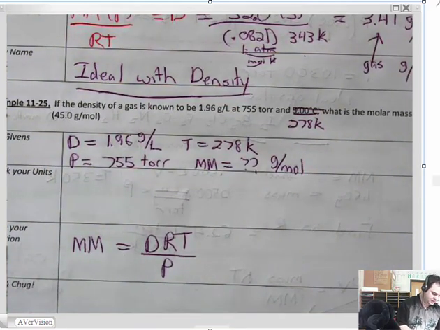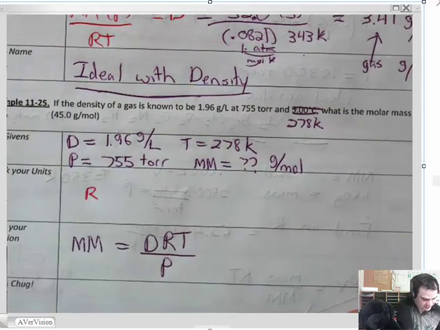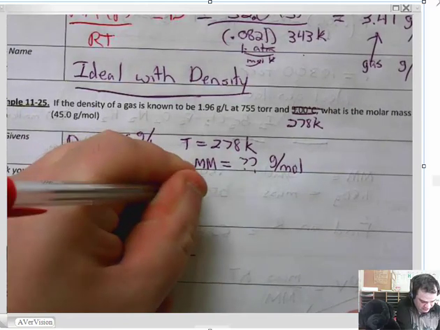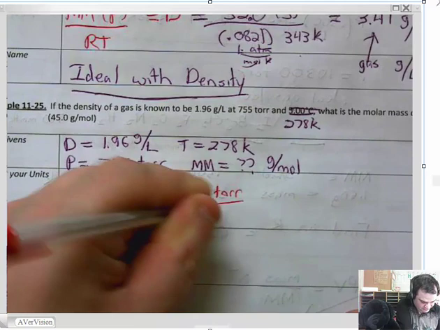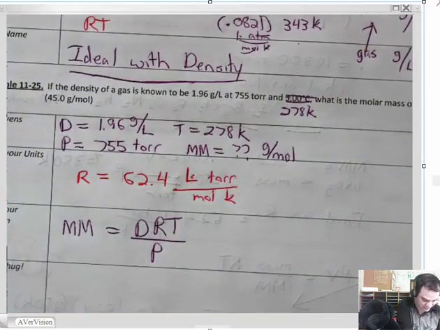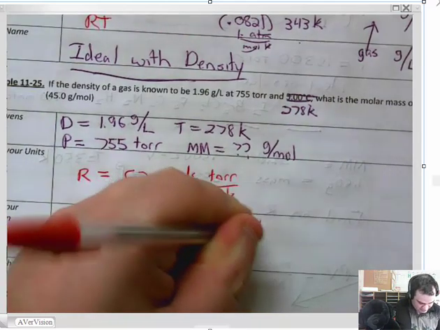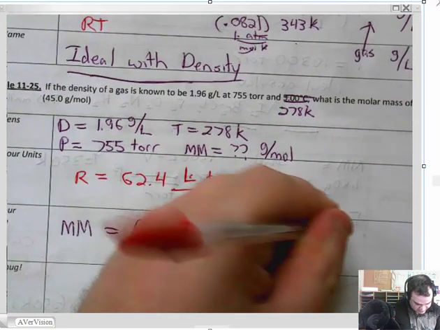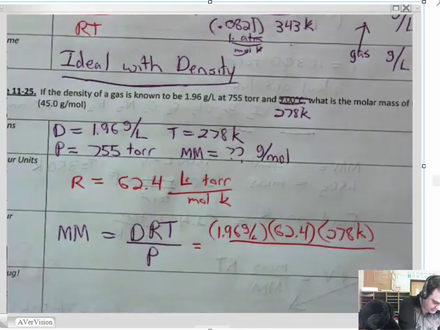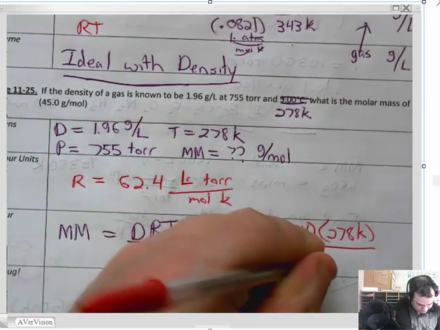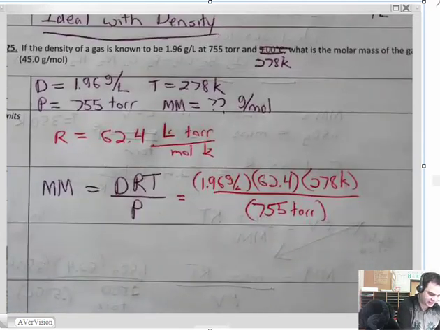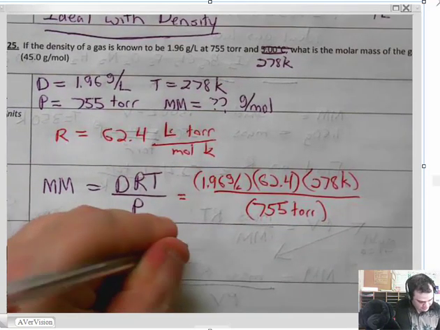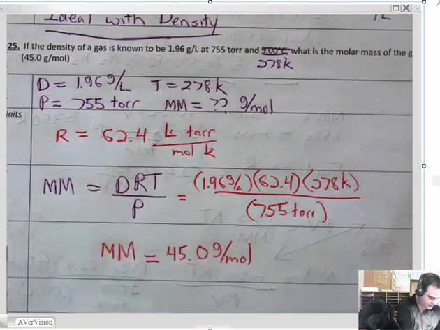Of the gas. So we have to pick an R here. We have liters, torr, moles, and Kelvin here, so I'm going to pick 62.4 liters torr per mole Kelvin. Oh, this is nice. I don't have to do any algebra. I just have to plug these numbers in: 1.96 grams per liter times 62.4 times 278 Kelvin divided by 755. And we solve that. The molar mass is equal to 45.0 grams per mole.